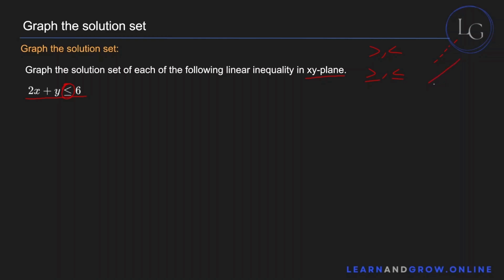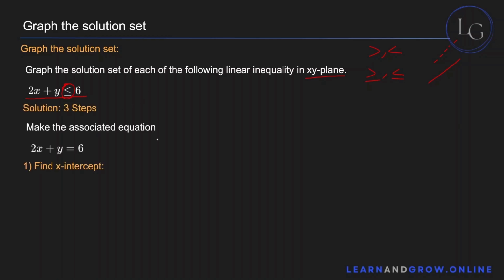So the first thing that you have to do is make the associated equation. How do you do that? Well, you just simply replace whatever inequality you have with an equal to sign. This will basically give you either this or this line that you have to draw. Simple. So you replace the inequality sign with the equal to sign.